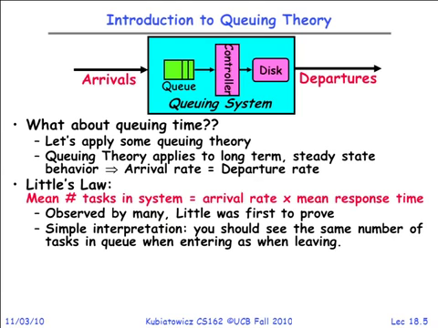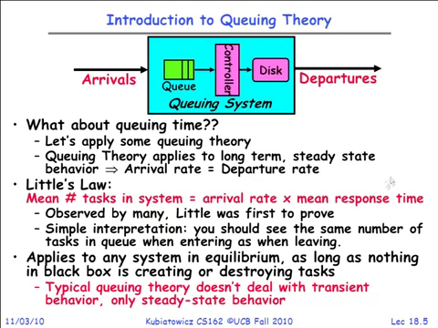Okay. Now, this applies to any system in equilibrium as long as nothing is creating or destroying tasks in here. And typical queuing theory, as I mentioned, doesn't deal with transient states. And when I say typical, I really mean basic queuing theory, because there are whole books on transient queuing theory, but it's very messy. So now, I'm also going to very quickly breeze through something which I'm sure everybody remembers.